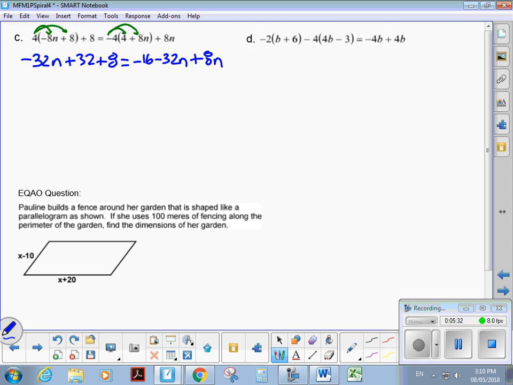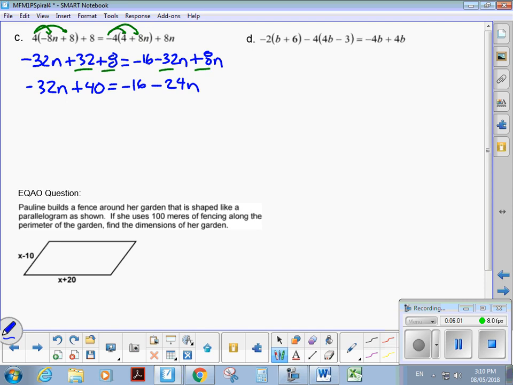Again, I always recommend collecting like terms on the same side of the equal sign. On that side, you have negative 32n plus 40. On the other side, we've got negative 32n and 8n, so the negative 16 stays untouched, and we get negative 24n on that side.